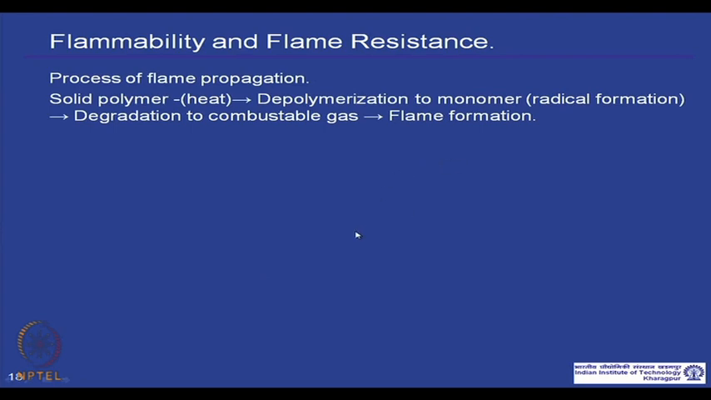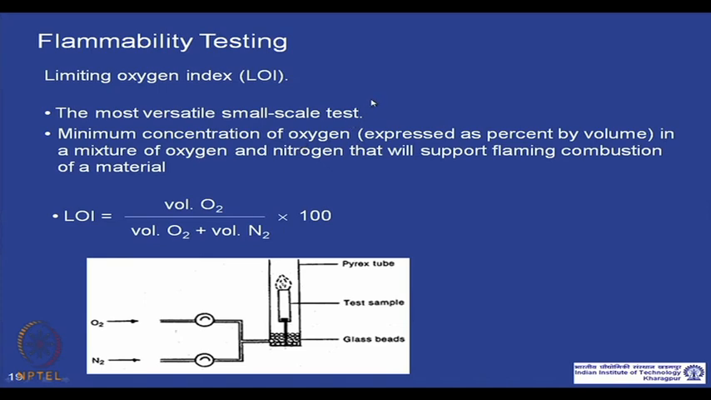So, if you want to decrease the flammability, you have to remove this combustible gas from the system, and reduce the heat generation on burning these polymeric materials. How is the testing done? In the lab, the test is called limiting oxygen index. It is the most versatile small scale test. It is defined as the minimum concentration of oxygen, expressed as volume percentage, in a mixture of oxygen and nitrogen that is sufficient to support flaming combustion of a material.